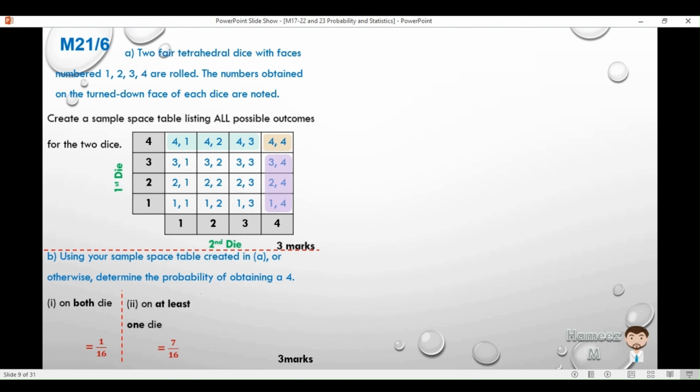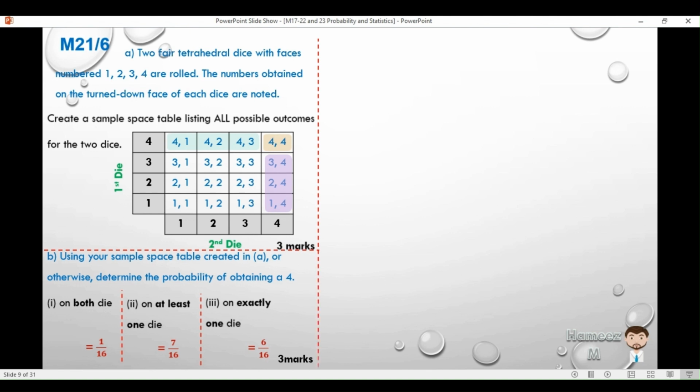And for the last part here, part 3, they're saying determine the probability of obtaining a 4 on exactly one die. So, slightly different to part 2. If it's on exactly one die, then we will not be counting the 4 4 possibility. So it will only be the blue possibilities or the purple possibilities, which are 3 and 3, 6 out of 16. Or we can reduce it to 3 out of 8.